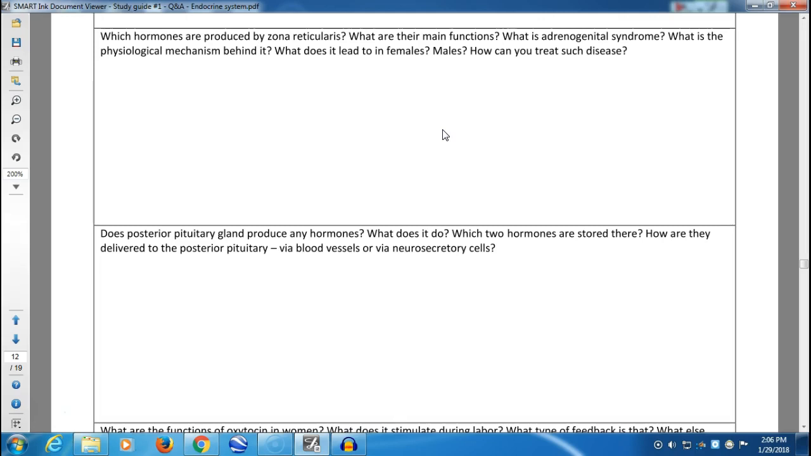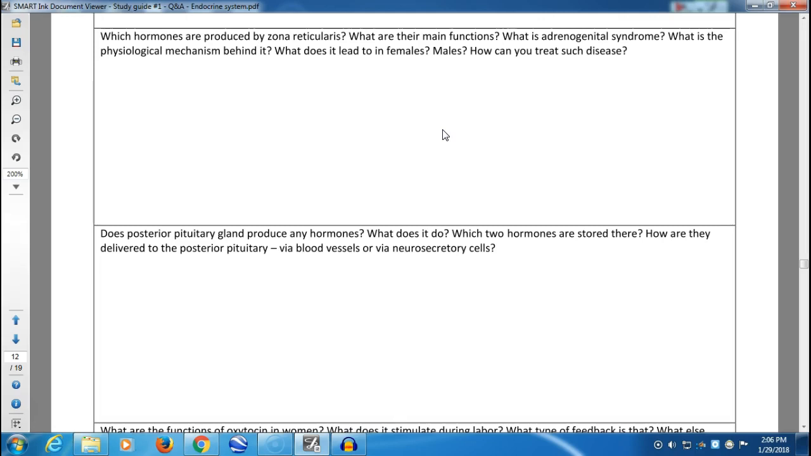Posterior pituitary gland, does it produce hormones? No, it stores two hypothalamic hormones, which are oxytocin and ADH. Oxytocin should be pretty straightforward. Oxytocin, uterine contractions, stimulus back to the hypothalamus, more oxytocin, hypophysis releases more oxytocin, more contractions, more oxytocin, just goes back and forth. Are we clear on that? Just don't want to spend too much time on that.